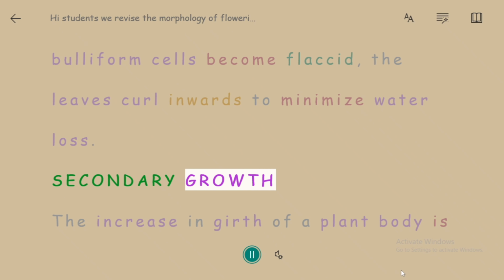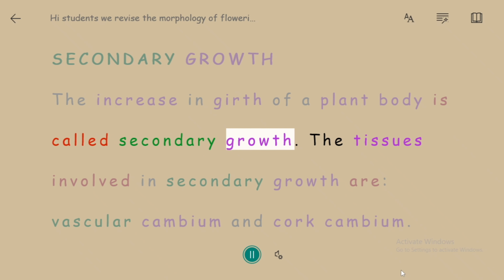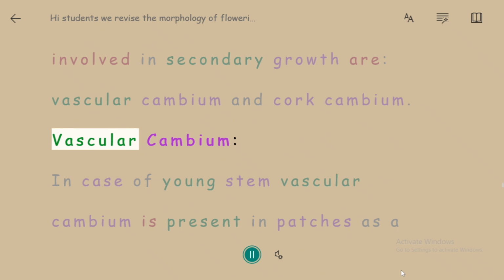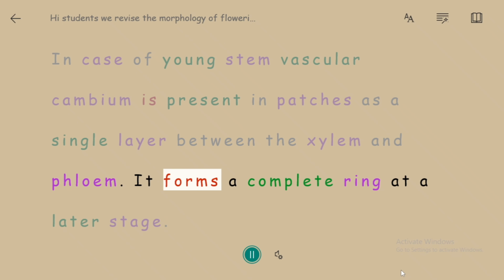Secondary growth. The increase in girth of a plant body is called secondary growth. The tissues involved in secondary growth are vascular cambium and cork cambium. Vascular cambium. In case of a young stem, vascular cambium is present in patches as a single layer between the xylem and phloem. It forms a complete ring at a later stage.